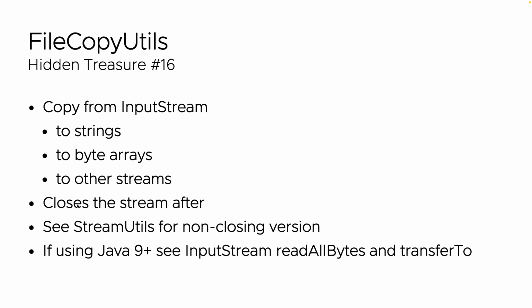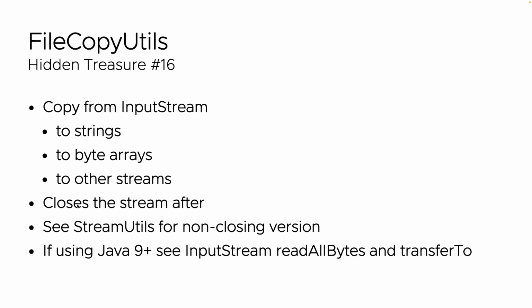FileCopyUtils is a useful util for copying files. One thing that's nice about it is it allows you to copy from input streams to various types. So I can say, here's an input stream, give me a string, or a byte array, or copy from two streams. Some of this stuff you might not need in later versions of Java because they've added default methods to the InputStream and OutputStream interfaces. But the class is still very useful.